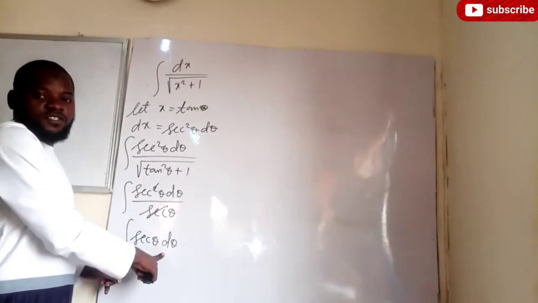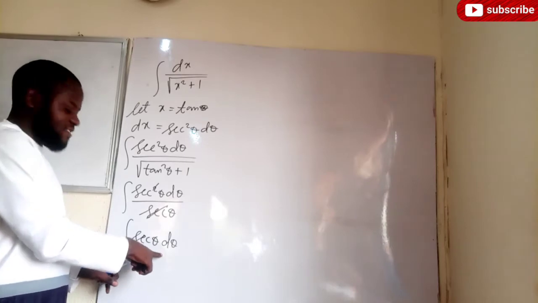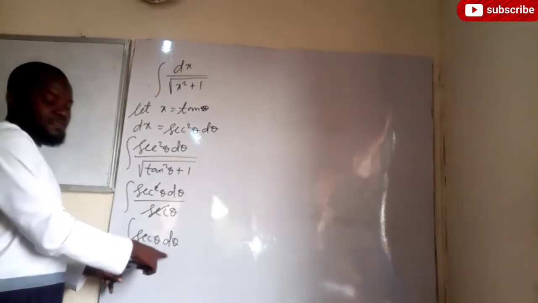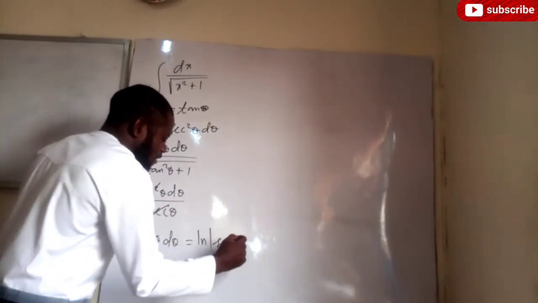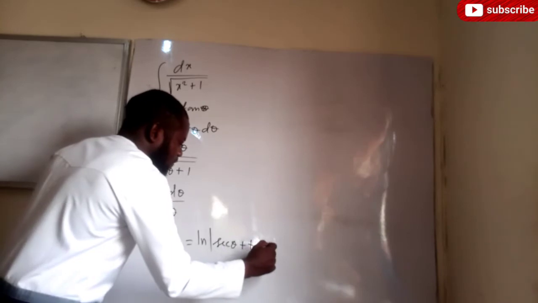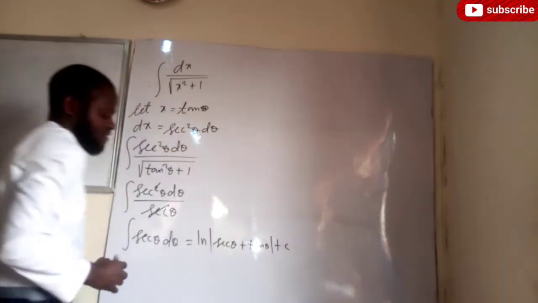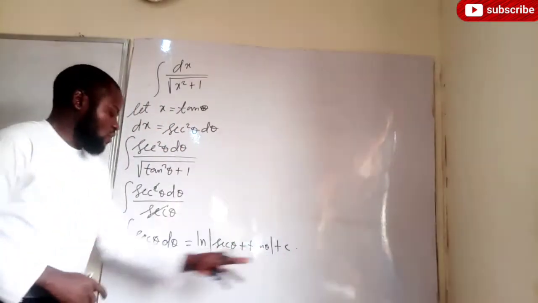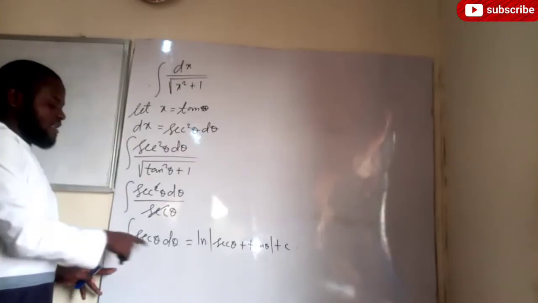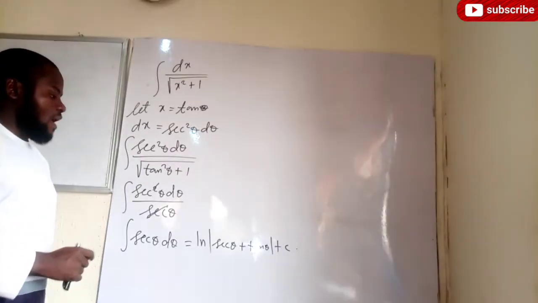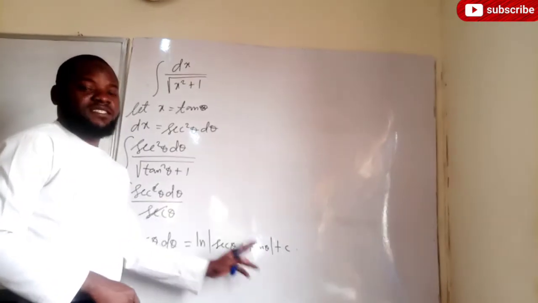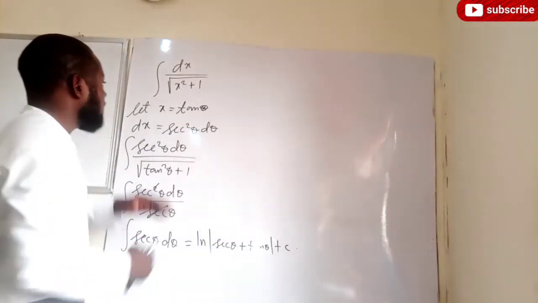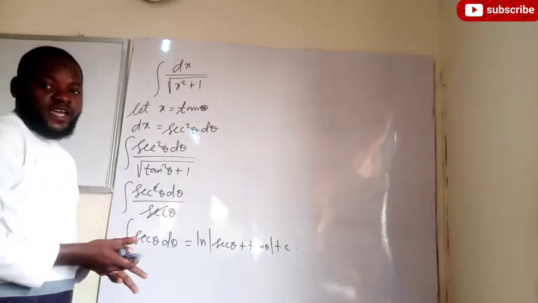So this is what we are going to deal with. And do you know the good thing about this? The integral of sec theta d theta is equivalent to ln of the absolute value of sec theta plus tangent of theta, plus c. We have plus c because I reduced it to an indefinite integral. Now let's find the value of sec theta and tan theta in terms of x, because the original question is in terms of x.